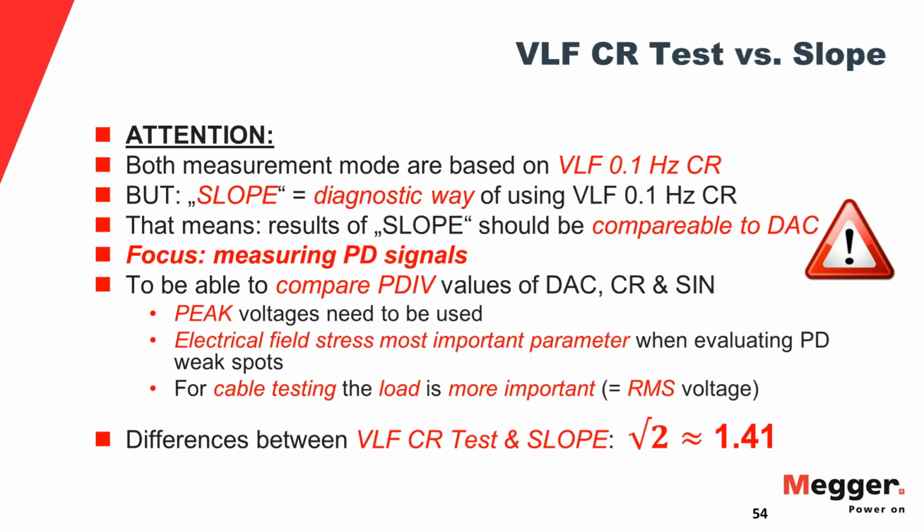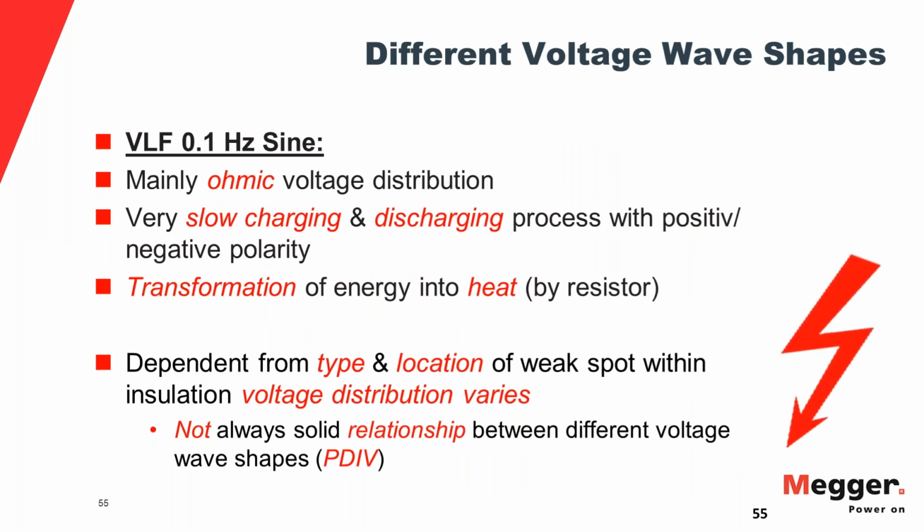So yeah, I just explained this. It's the diagnostic way of applying cosine rectangular. And then you have the sinusoidal, which is generated completely differently by power electronics, AC to DC, DC to AC converters, and every quarter cycle the heat has to be dissipated in a resistor to be able to reverse the polarity.